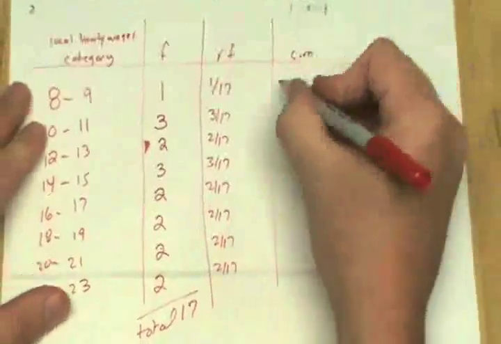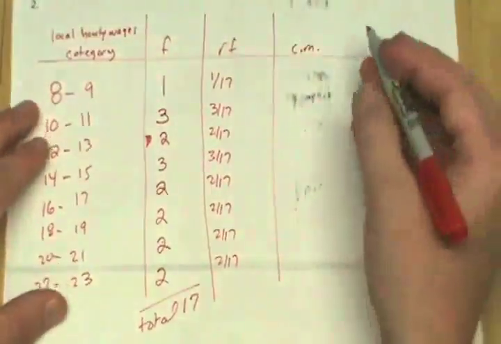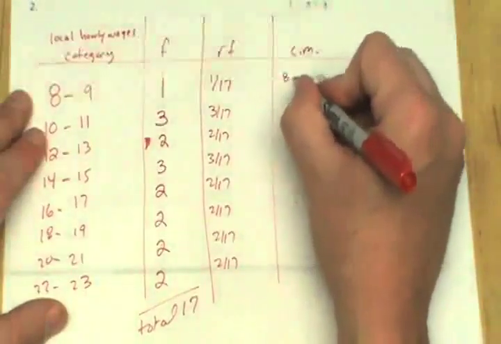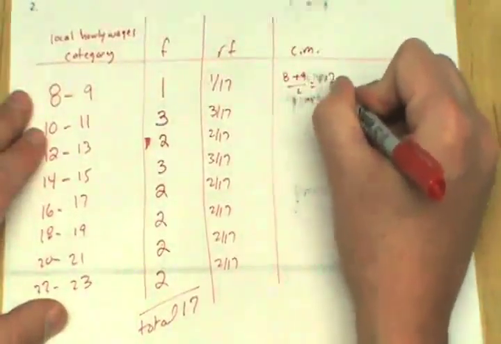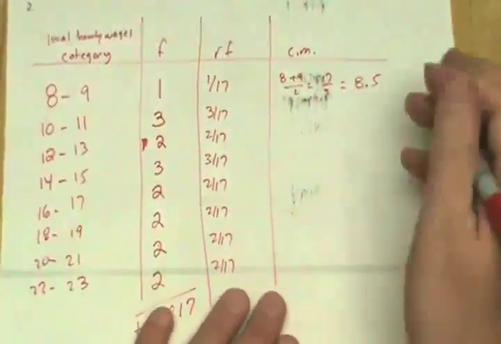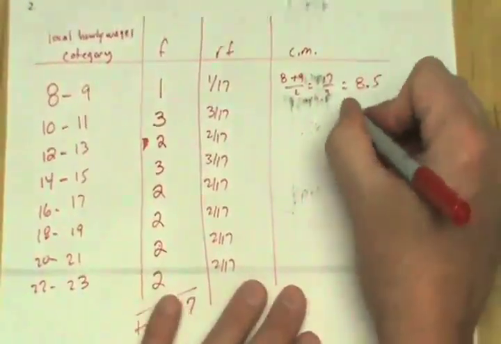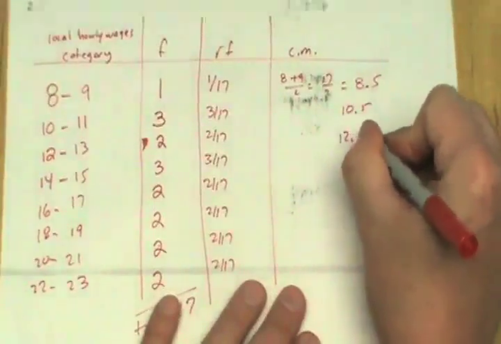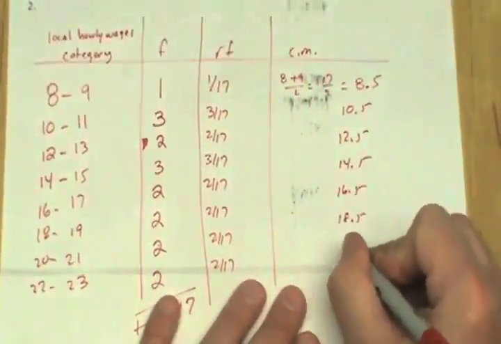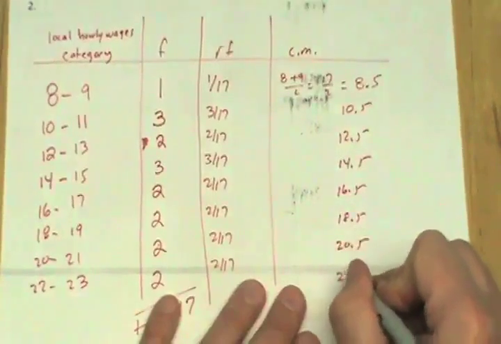Okay, and then the class midpoint. These are pretty simple. What's between 8 and 9, you pretty much know that one. That's going to be 8.5. But if you want to take the 8 and add the 9 and divide by 2, 17 divided by 2 is 8.5. And the increment is 2, so if we add 2, this is going to give me 10.5, 12.5, 14.5, 16.5, 18.5, 20.5, and finally 22.5.